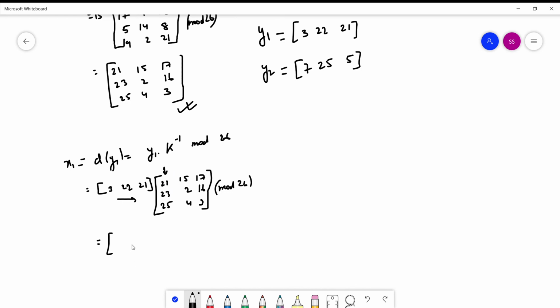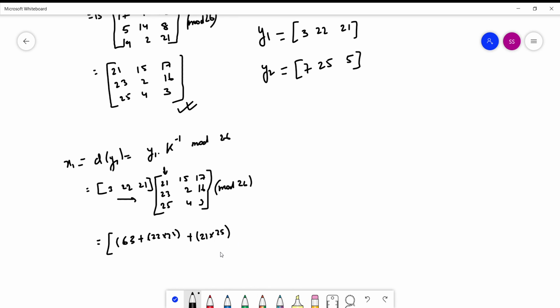So 3 into 21, that is 63, plus 22 into 23, let me write it down like that only, 22 into 23, plus 21 into 25. This will be my first term.